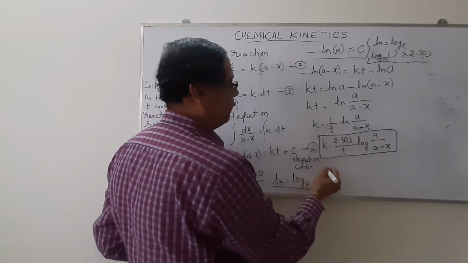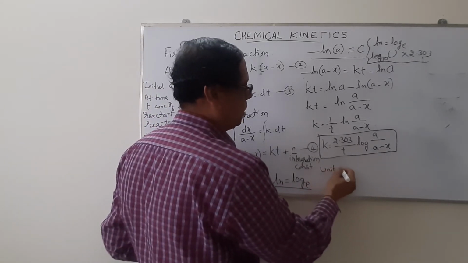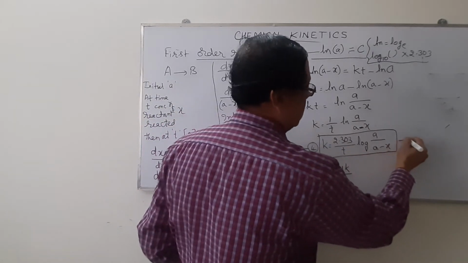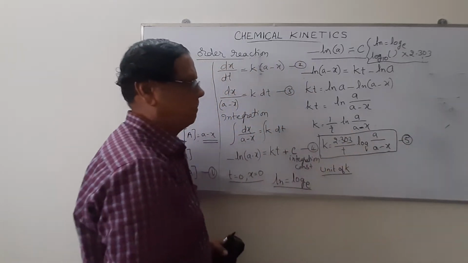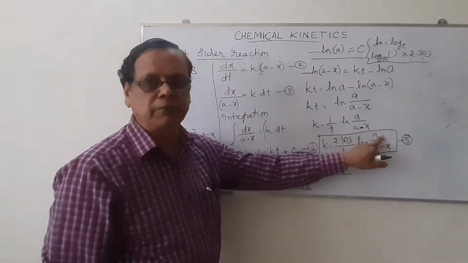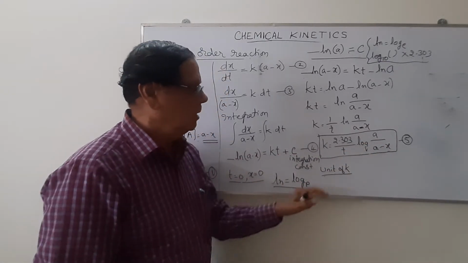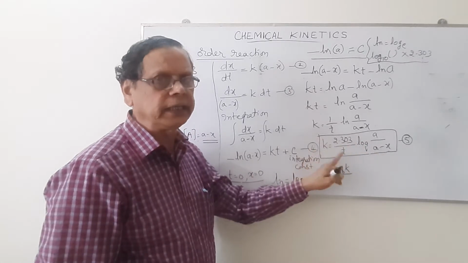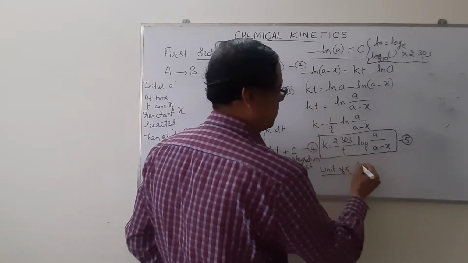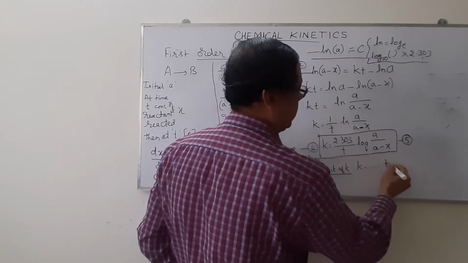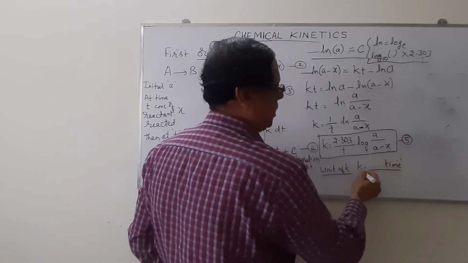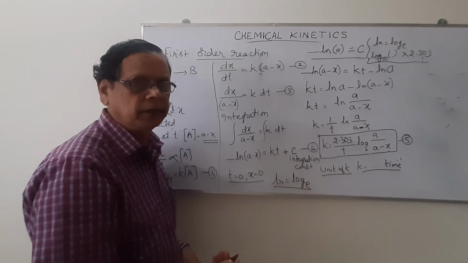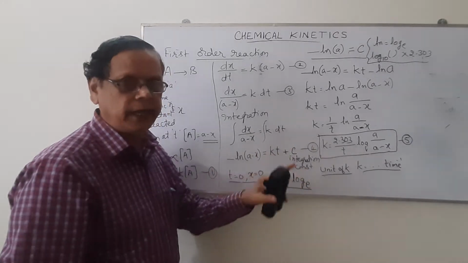Now let us see the unit for this k in this equation. Let me write this equation as the fifth one. In equation 5, we know there is a concentration term in the numerator as well as in the denominator. The concentration term gets cancelled. Therefore, we have time unit in the denominator. Therefore, k is expressed in terms of per unit time. If time is expressed in seconds, it is per second. If time is expressed in minutes, it is per minute. So like that we have to write the unit for k.